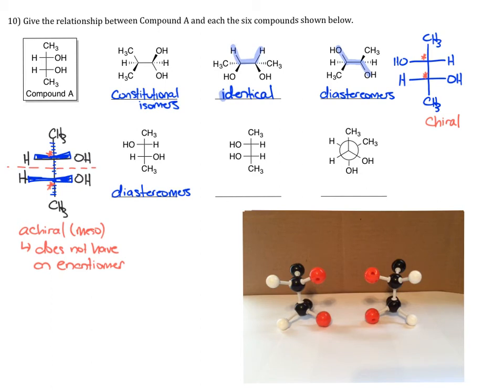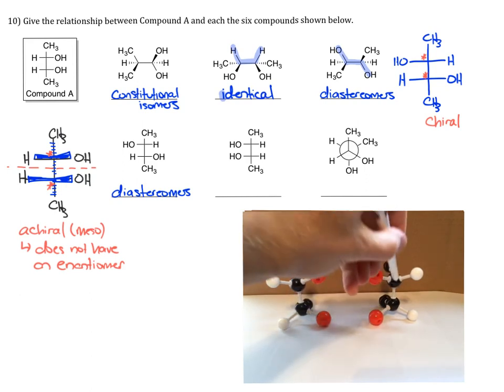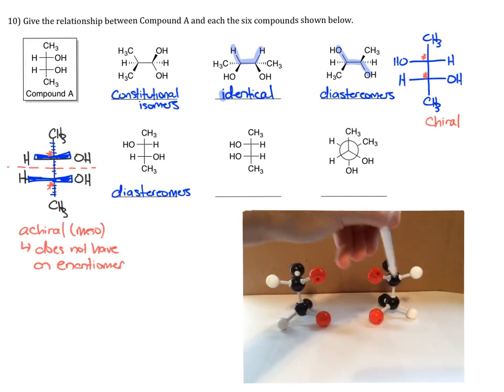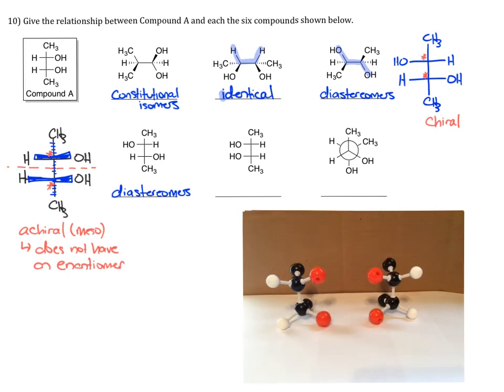This next one is very similar to one we saw on the top, except now we're given a Fischer projection. We still have compound A, we have its Fischer projection. Now for this compound, I built the Fischer projection of it. So we're looking along here. Here's our two chiral centers. At both chiral centers, the OH is on the left.